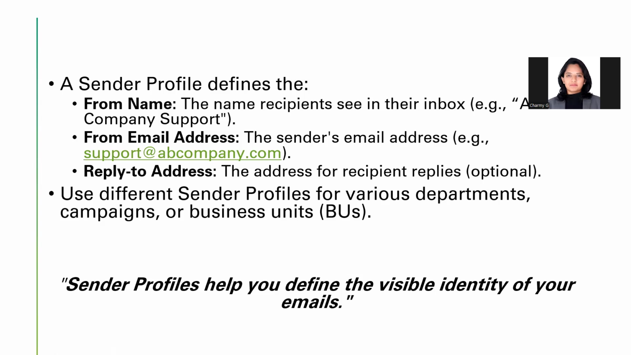So, from name is the name the recipient sees in their inbox, for example, let's say ABC company support. From email address is the sender's email address, like from which email address it's coming. Let's say, for example, support@abccompany.com. And reply to address is the address for the recipient replies, which is optional, but it's better if we set this up.